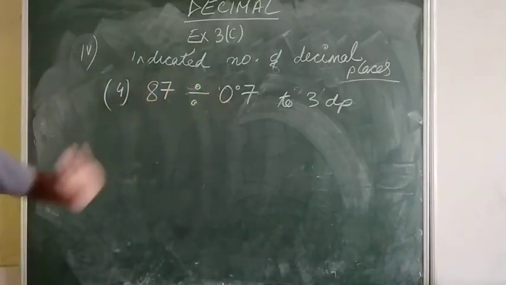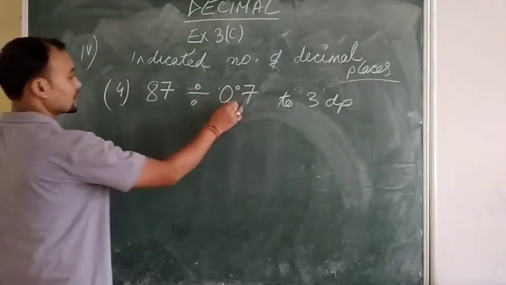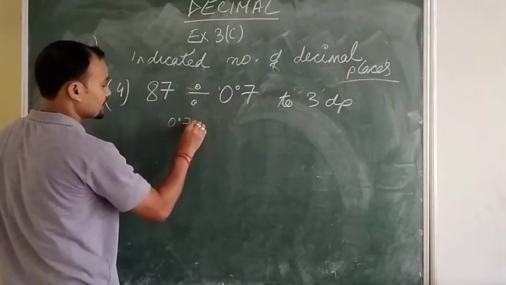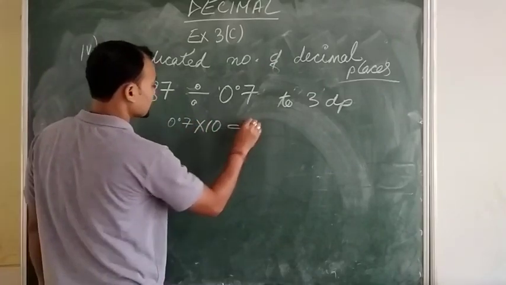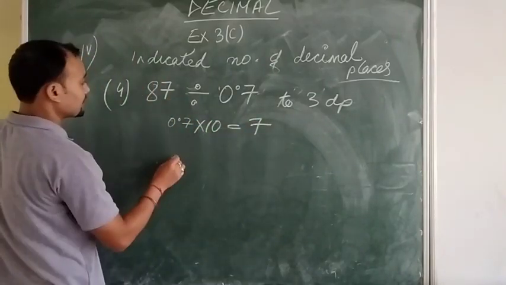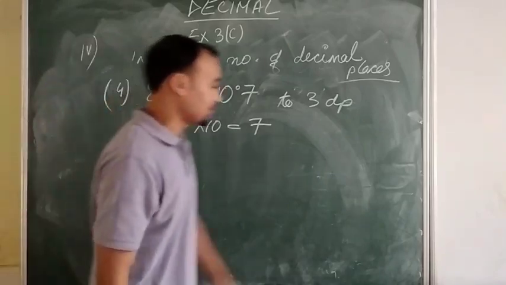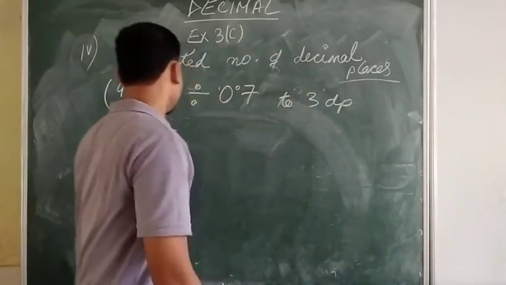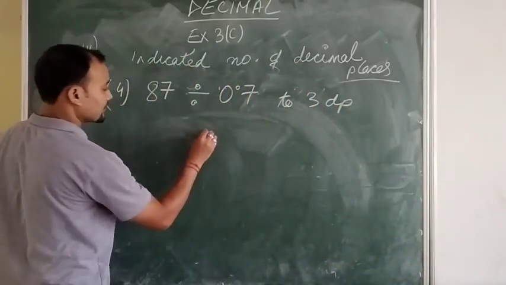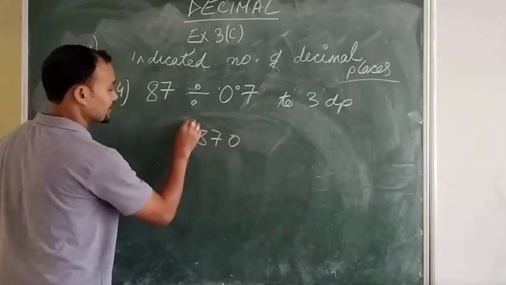First, make the divisor a whole number. That is, 0.7 is going to be multiplied by 10, so it will become 7. 87 multiplied by 10 will become 870. After doing that, it will be 870 divided by 7.